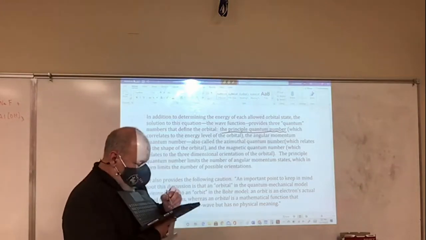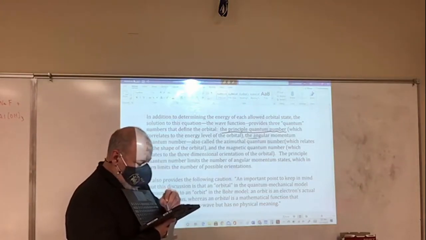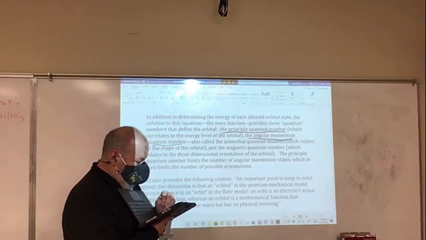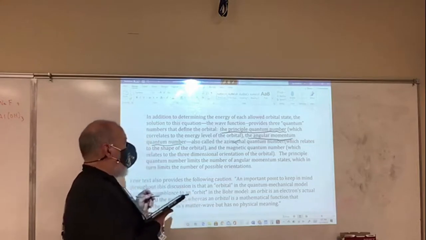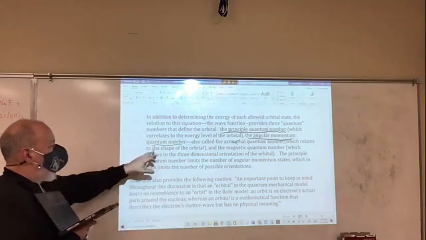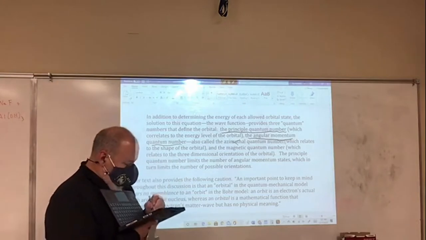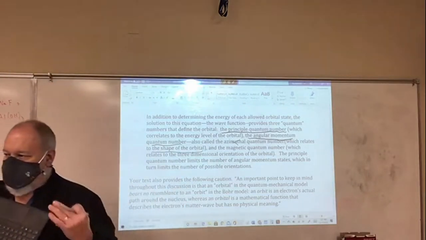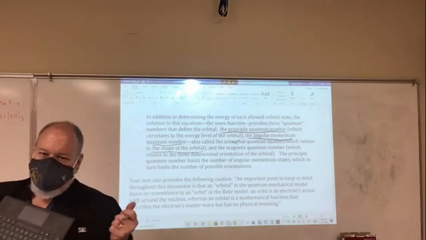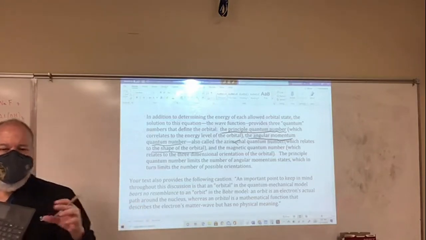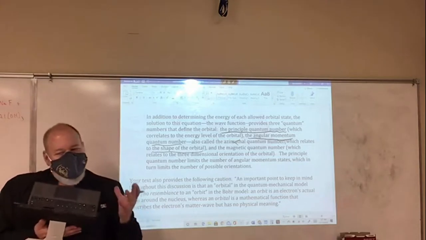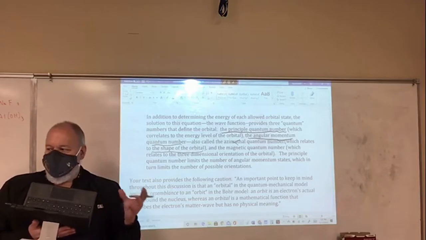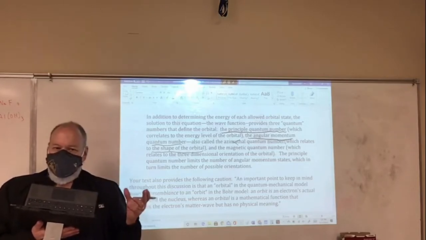The second thing is the angular momentum quantum number. And we won't really bother with this term, the azimuthal quantum number. This relates to the shape of the orbital. Is it an S orbital? Is it a P orbital? Is it a D orbital? Is it an F orbital? Okay? And remember, you got a little bit of insight into what the shapes of those orbitals might be by seeing what the two-dimensional waves kind of look like.